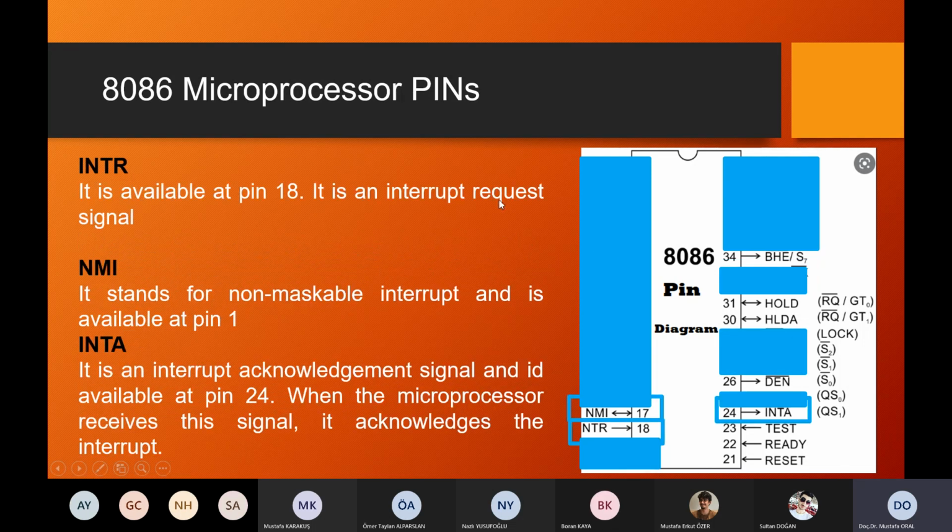Now, a new concept: interrupt, non-maskable interrupt, and interrupt acknowledge. These signals are completely different from the operations of the other signals, you know, read cycle, bus cycle, and all the necessary signals. This is completely different. Interrupt, as the name indicates, is halting, or how can I describe that?